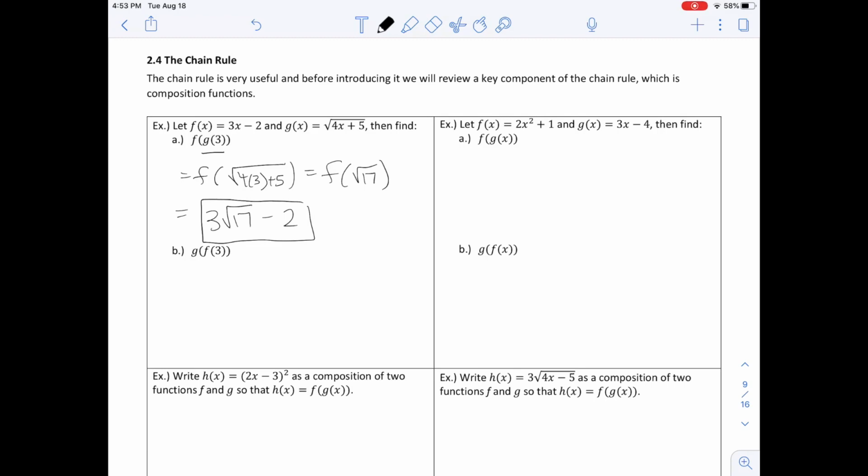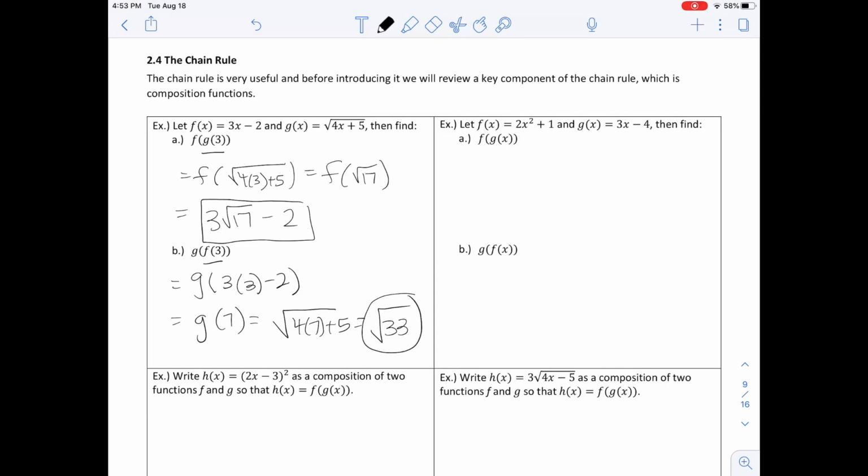In part B, you'll notice that the f and the g are reversed and flipped. And so we're going to have g on the outside. So g of f of 3, and I always start on the inside. f is 3 times x, and instead of x, we have a 3 this time, minus 2. This works out to g of 9 minus 2, which is g of 7. And so g of 7 is going to be the square root of 4 times 7 plus 5, which works out to 28 plus 5 is 33, so the square root of 33.